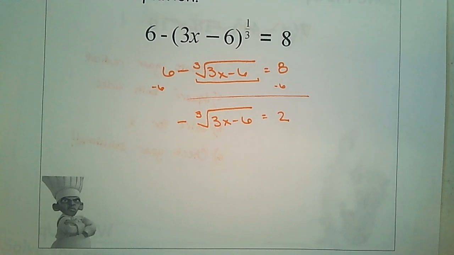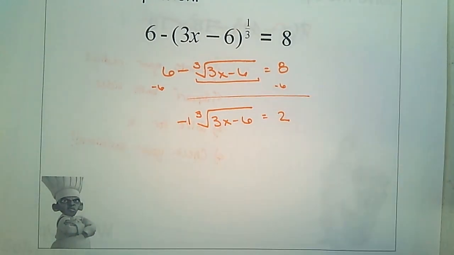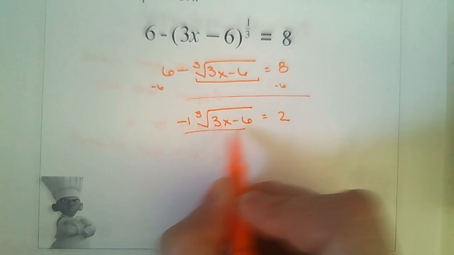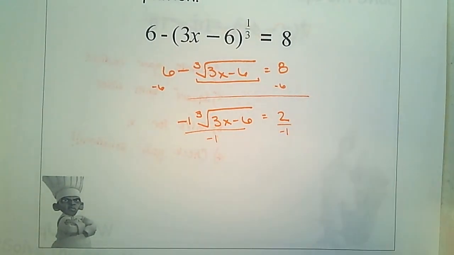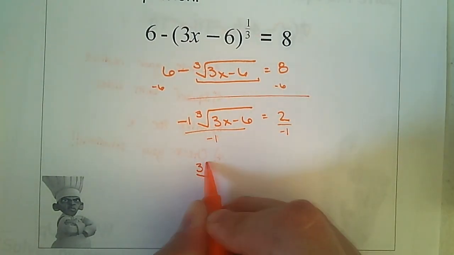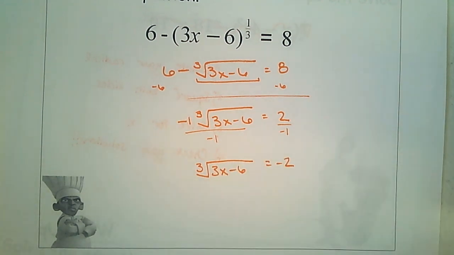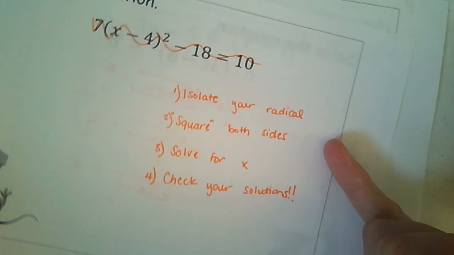And it's still not totally by itself. I need to do something with this -1 that's out in front. So I'm going to divide both sides by -1, and I'm going to end up getting the cube root equals -2. All right, so our first step was done. We got the radical by itself.